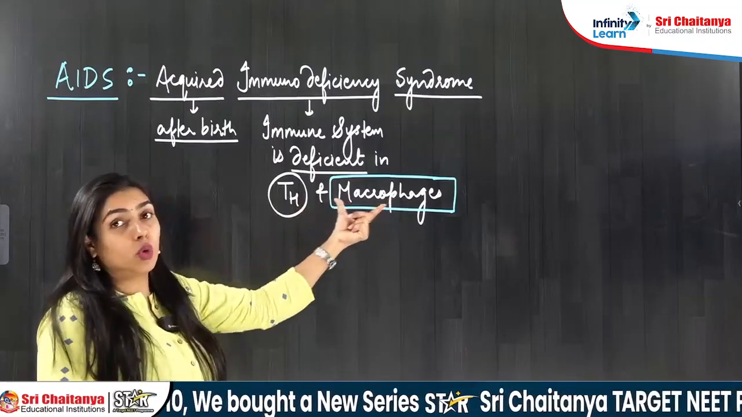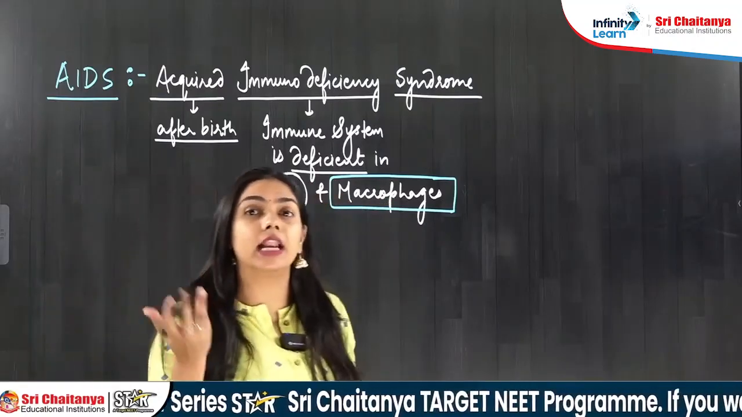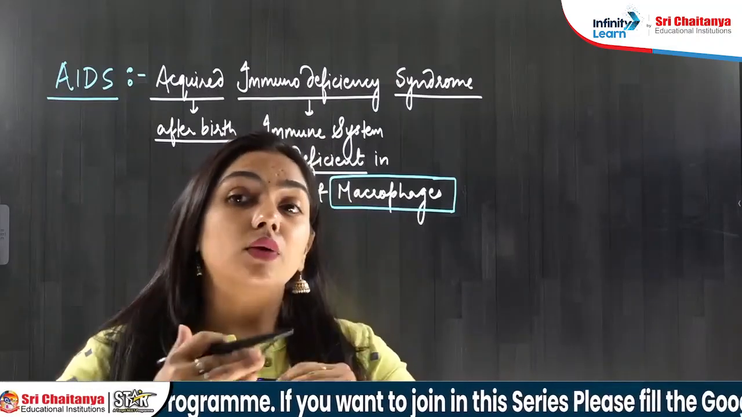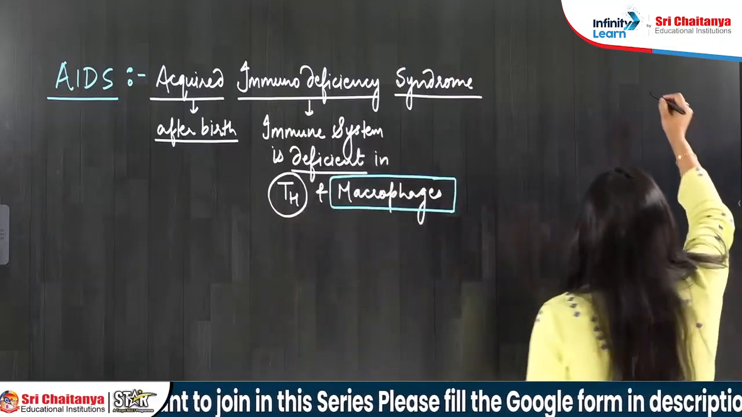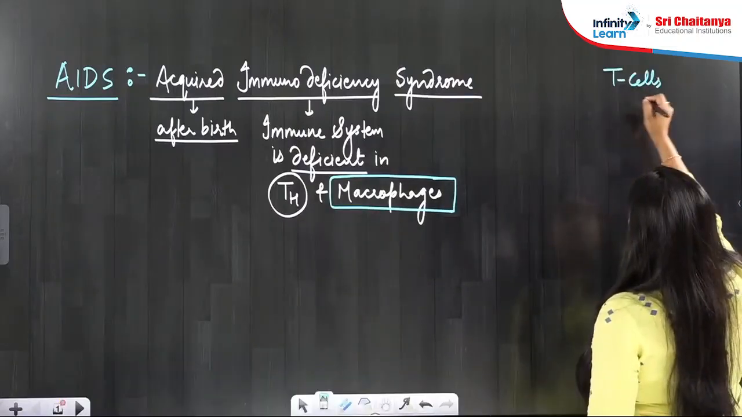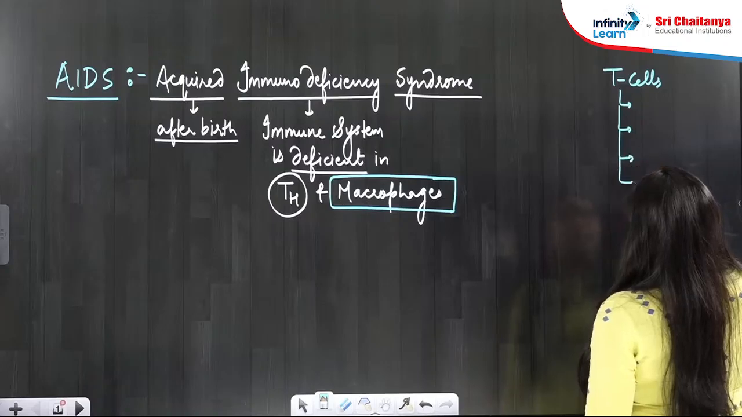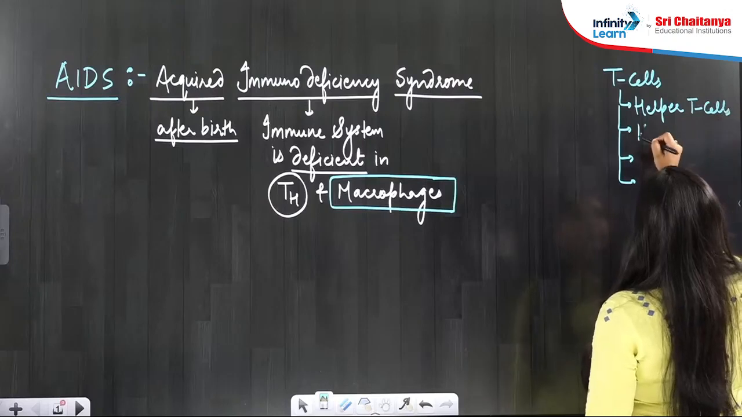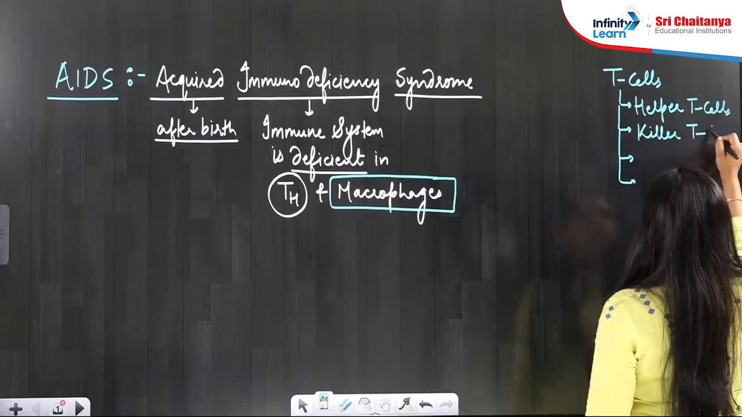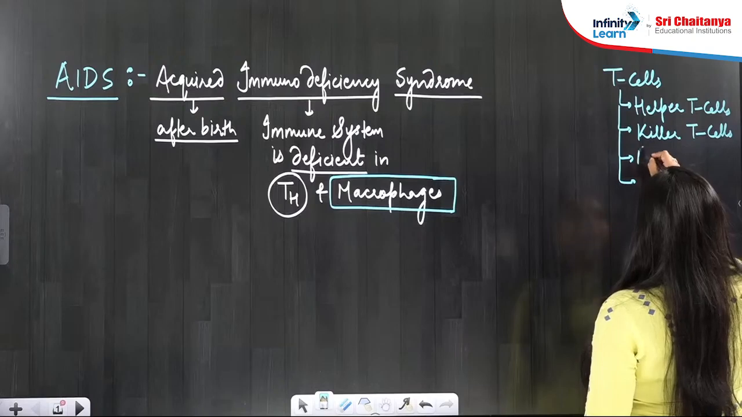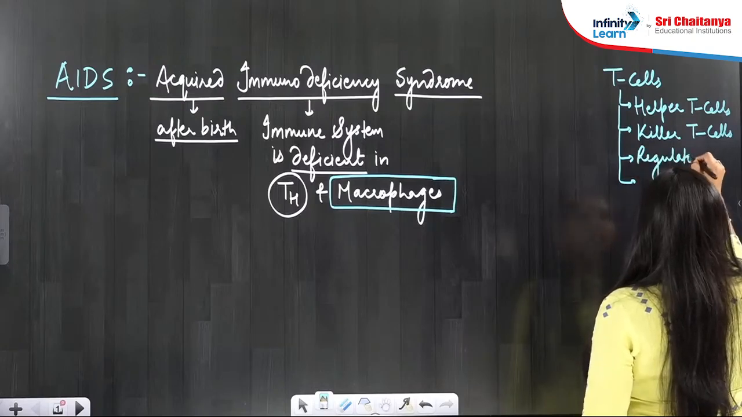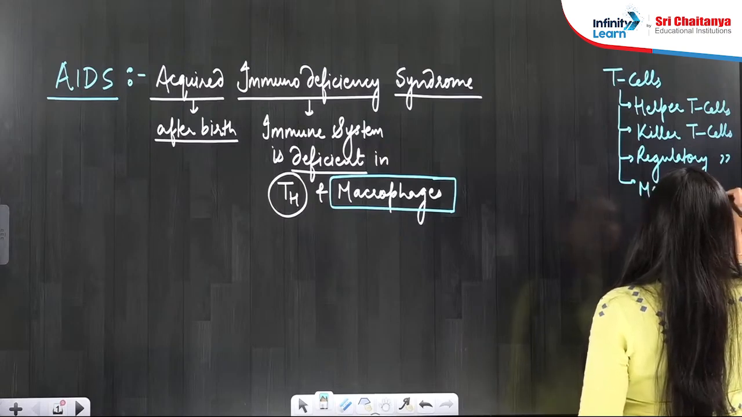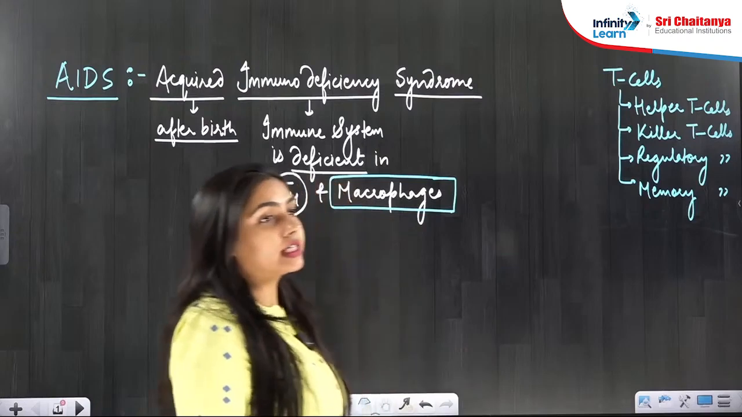So macrophages you know, but now you will ask me what is T helper cell? You have told us T cell. Yes, I have told you T cells. Beta, now T cells are of different types. Let me tell you here. T cells are of four types: helper T cells, killer or cytotoxic T cells, right? Then regulatory or suppressor T cells, and then beta we have memory T cells. So we have four types of T cells.